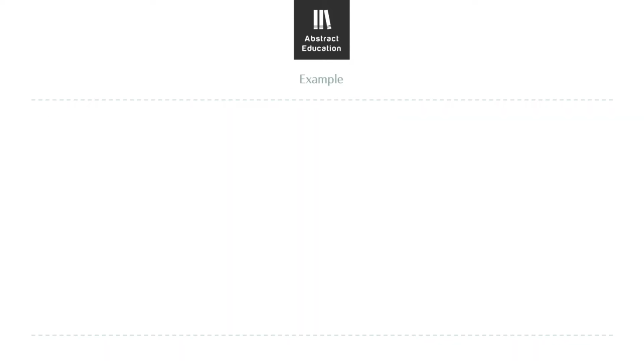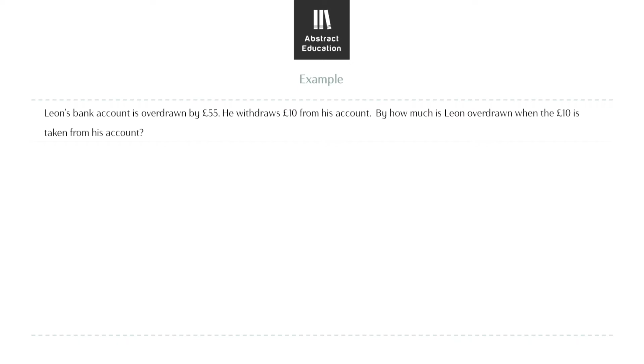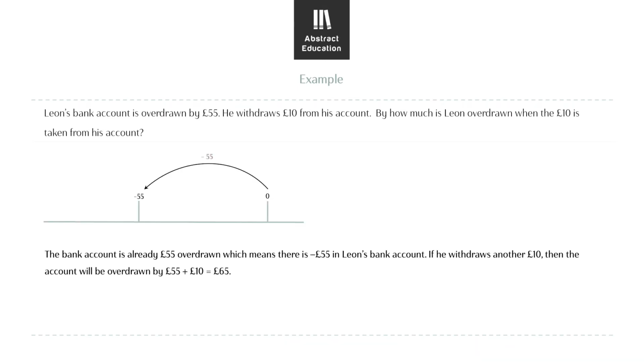Here is another example. Leon's bank account is overdrawn by £55. He withdraws £10 from his account. By how much is Leon overdrawn when the £10 is taken from his account? The bank account is already £55 overdrawn, which means there is -£55 in Leon's bank account. If he withdraws another £10, then the account will be overdrawn by £55 plus £10. This equals -£65. Leon is overdrawn by £65.